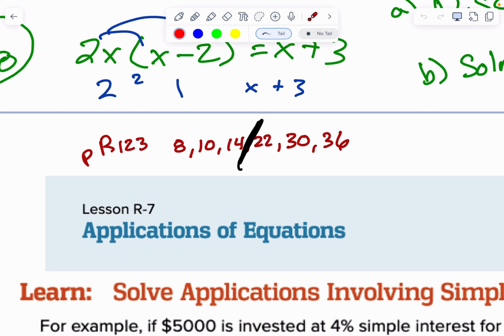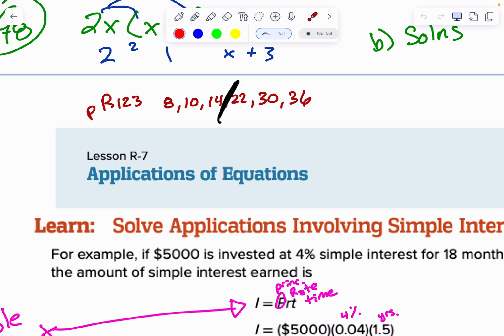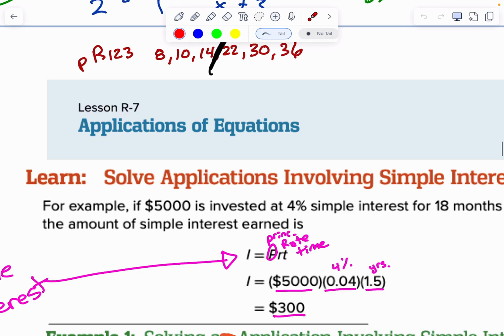Hey, Laura, this is R7. We're doing the second half of it. You should maybe hopefully have these homework problems done. We're going to do the last 3 examples today and then those 3 homework problems. Here we go.